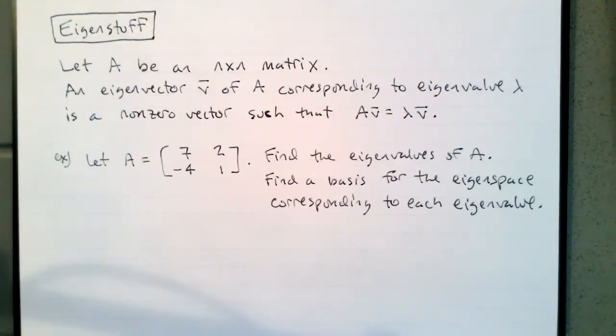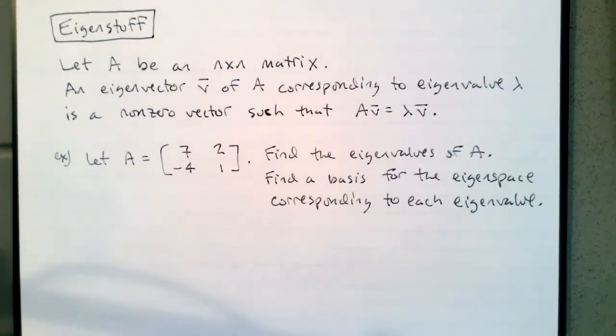An eigenvector V of A corresponding to eigenvalue lambda. So eigenvectors have to correspond to eigenvalues. An eigenvector corresponding to eigenvalue lambda is a non-zero vector such that A times V is equal to lambda times V. The non-zero vector part is important because A times 0 will be any lambda times 0, because A times 0 will always equal 0. So the non-zero part is what we're interested in.